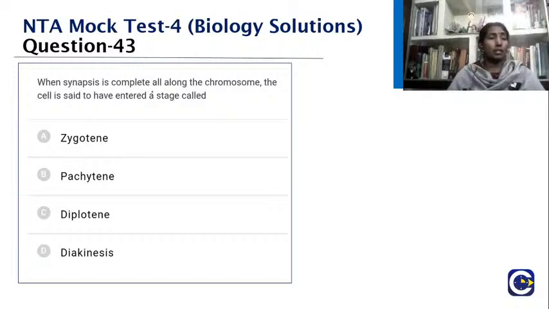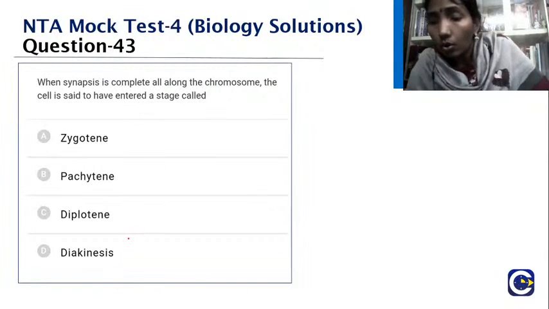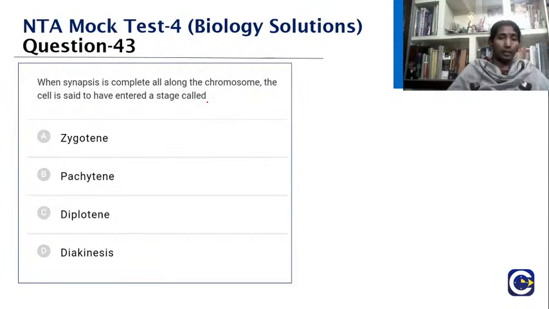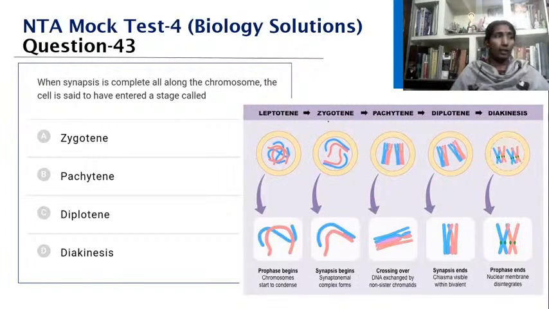When synapsis is complete all along the chromosome, the cell is said to have entered a stage called zygotene, pachytene, diplotene or diakinesis. So which is the right option here? Students, zygotene is the stage marked by the beginning of the lateral pairing of the homologous chromosomes at the chromosomal tip, and the formation of the synaptonemal complex.